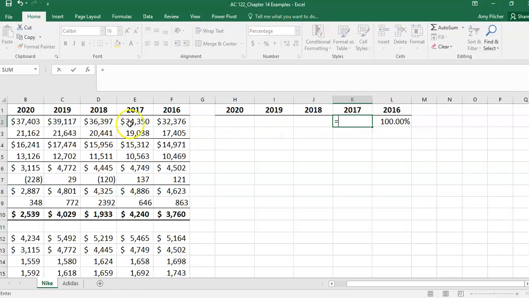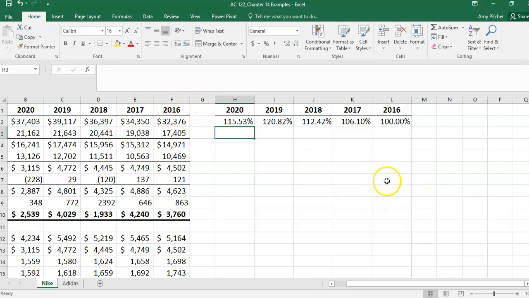In 2017, we would take our 2017 revenues divided by our 2016 revenues because 2016 is our base year. We then take every year divided by our base year of 2016 to get this trend information or horizontal analysis information. So the 2019 revenues divided by the 2016 revenues and 2020 revenues divided by the 2016 revenues. We would want to look at all of our financial information as a whole.